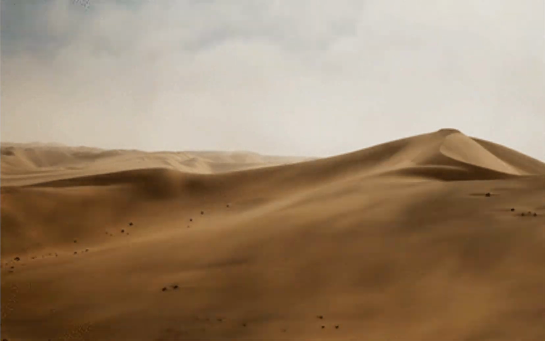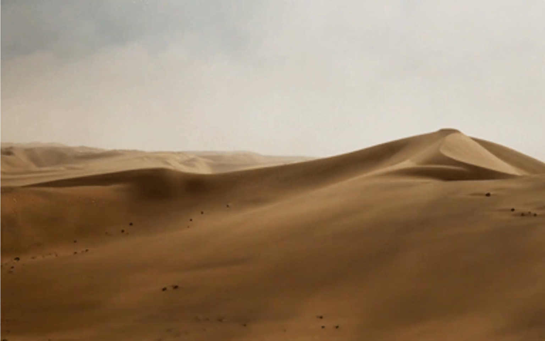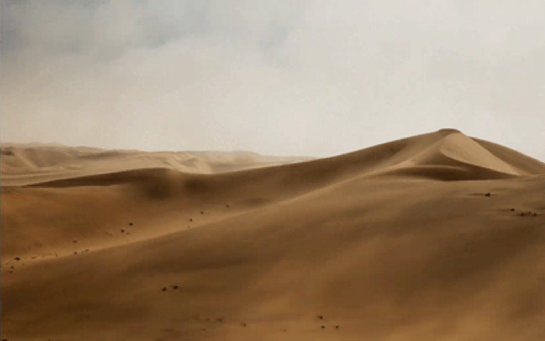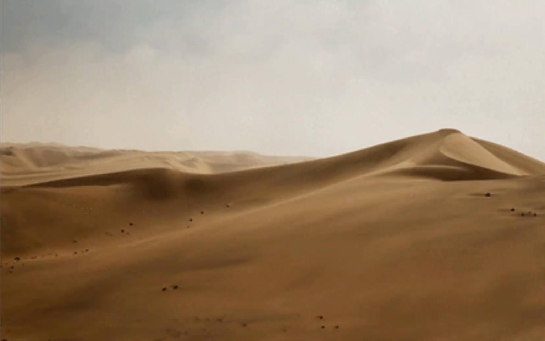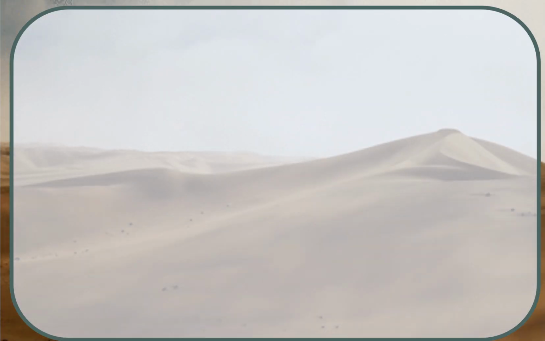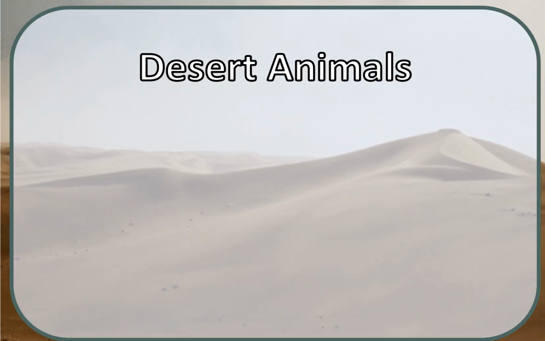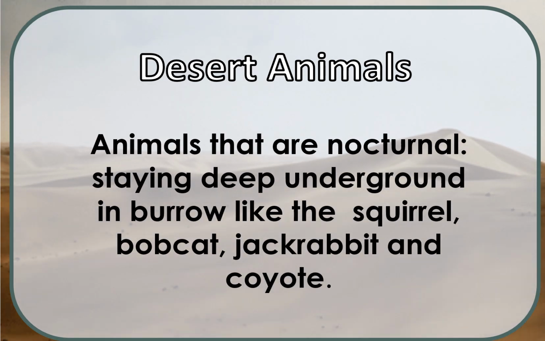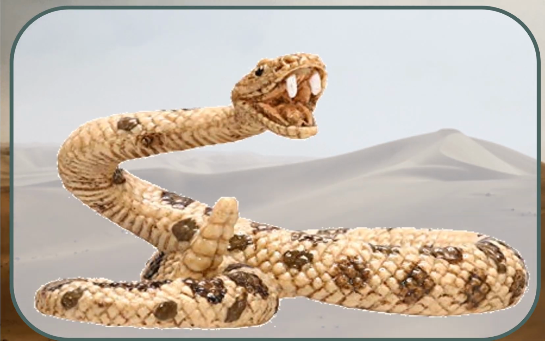Some deserts get very hot during the day and very cold during the night. Animals that live in the desert have adapted to cope with the lack of water, extreme temperature, and even shortage of food. So what are the animals that we can find in the desert? Desert animals are nocturnal, staying deep underground in burrows, like the squirrel, bobcat, jackrabbit, and coyote. So these are some examples of desert animals.